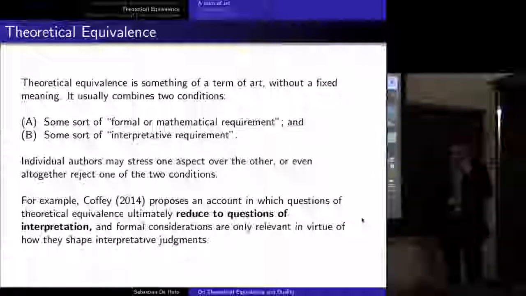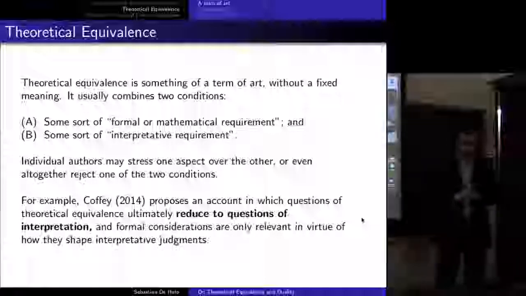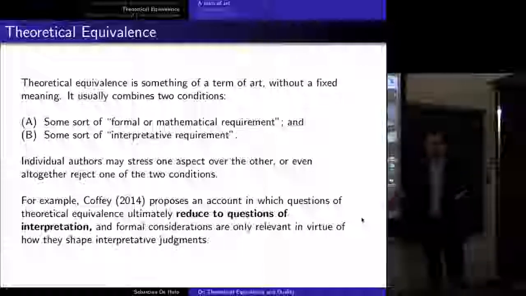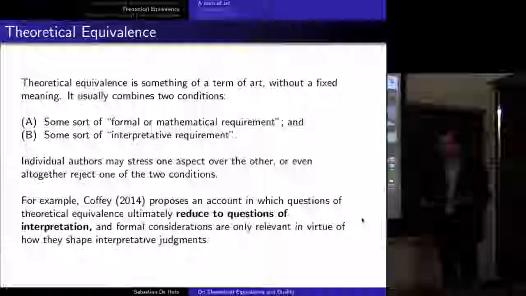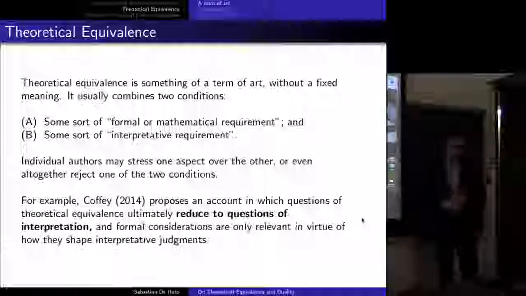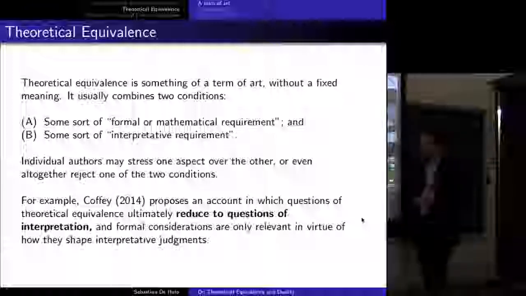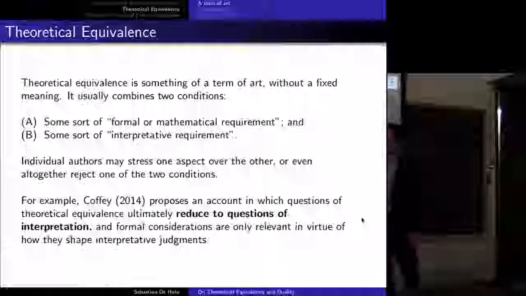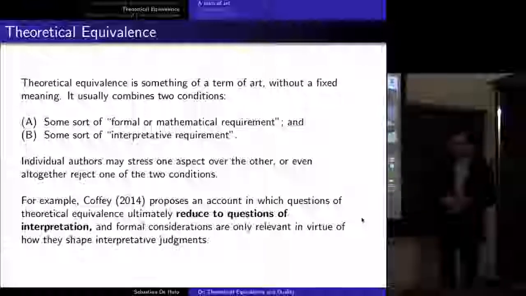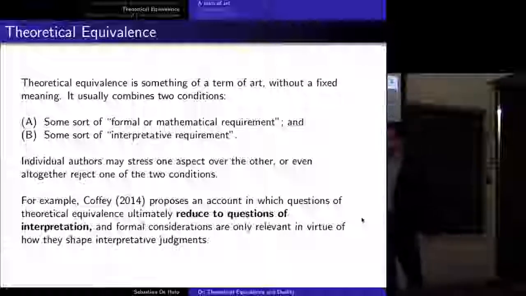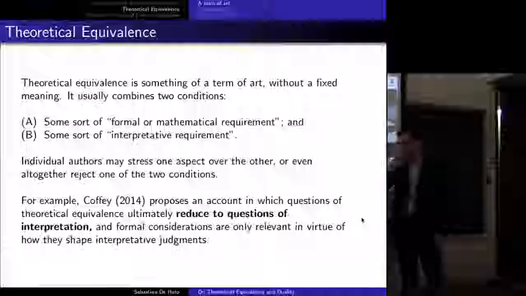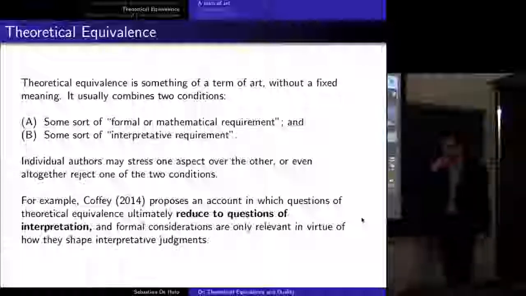Now let's try to get a sense of what theoretical equivalence is. Of course, if you read the literature on theoretical equivalence, one of the first things you realize is that it's a very diverse notion. It's a term of art without a fixed meaning, because different authors use it in different ways. But it usually combines two conditions. There's usually some sort of formal or mathematical requirement, that there is a formal equivalence between theories, and also some sort of interpretative requirement.